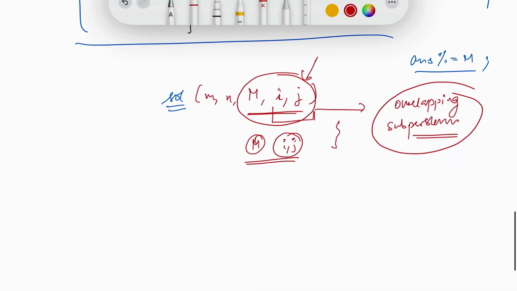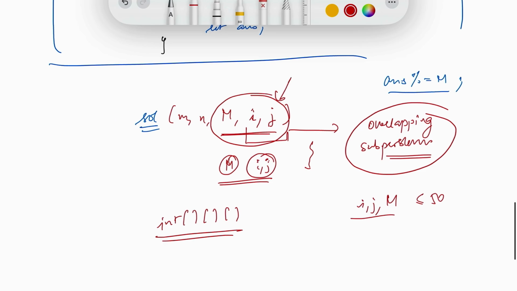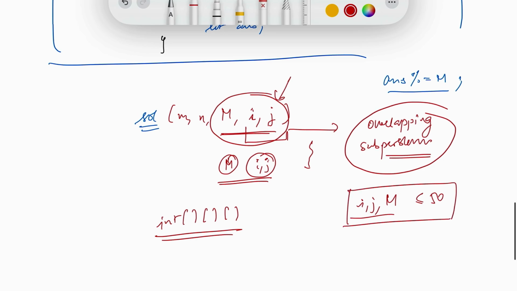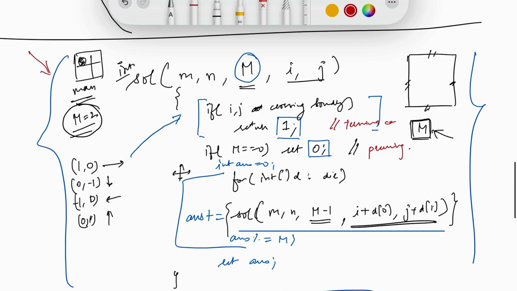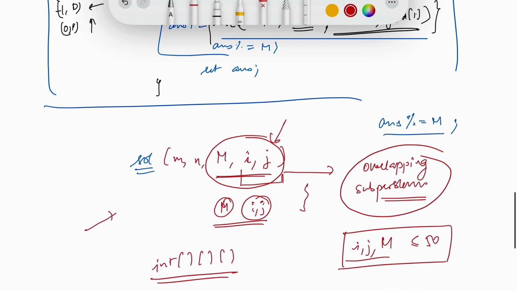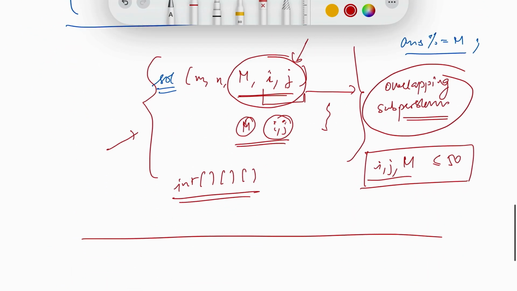So we have to memoize these values as well. For that, what I can do is directly take a 3D array, and the values of i, j and capital M are going till 50 as per the constraints in the problem statement. First of all I will write the recursion solution, and then we can memoize it by taking a 3D array. Now let's try to code this approach.